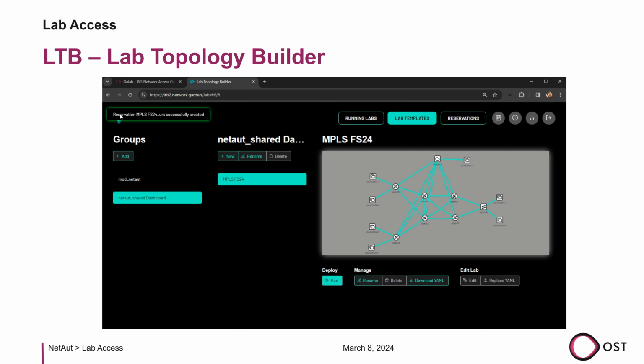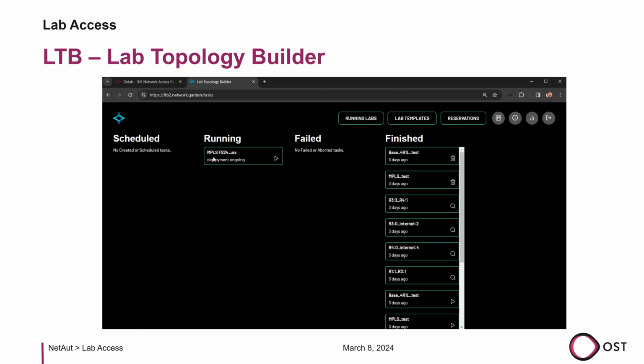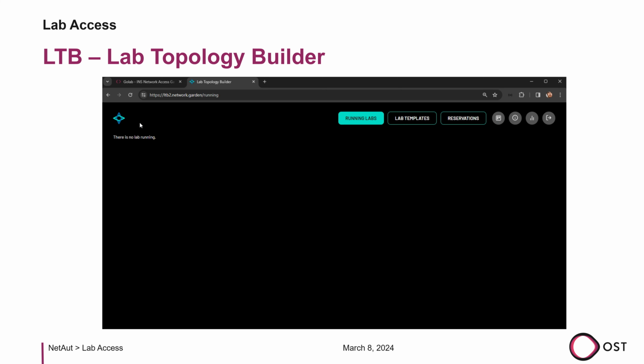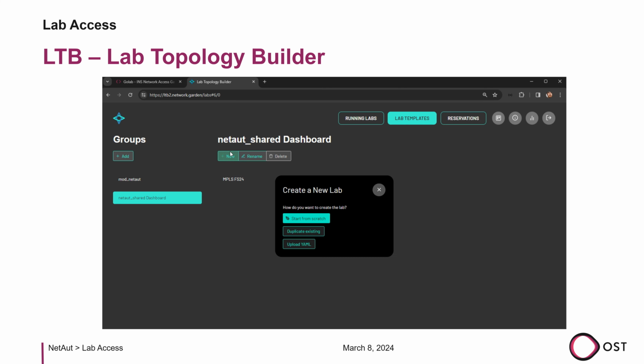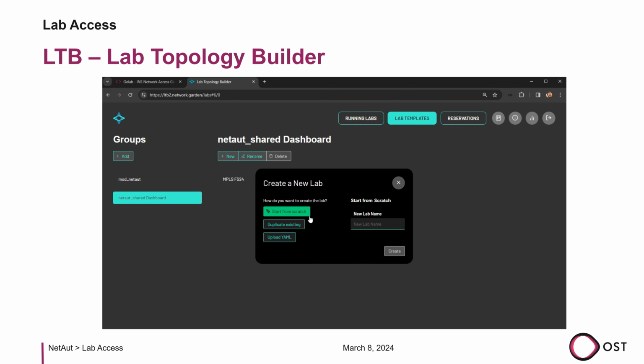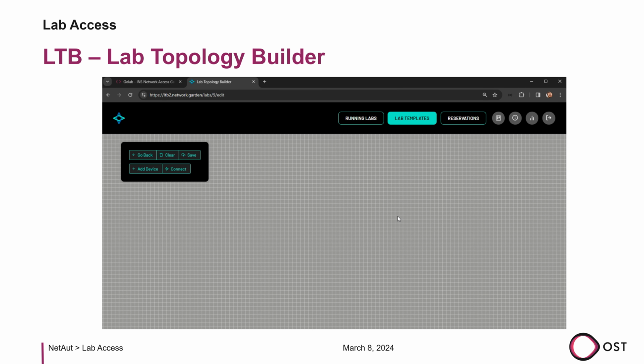Now we see the reservation is created and it will be deployed. If we go to task, it's already running and then it will show up here. If you want to create your own lab for any reason, we can also go to the dashboard, create a new lab, start from scratch, give a name, and now here we can create a completely new lab.